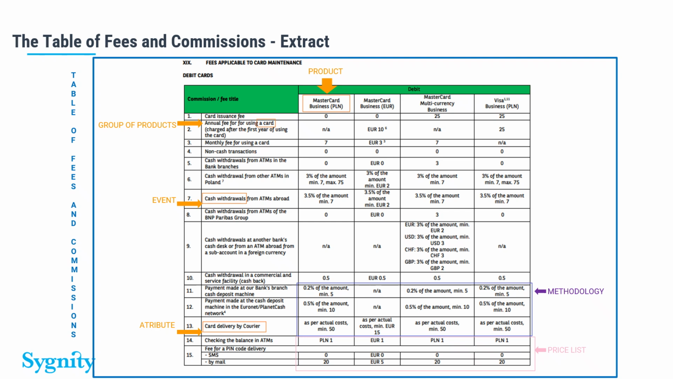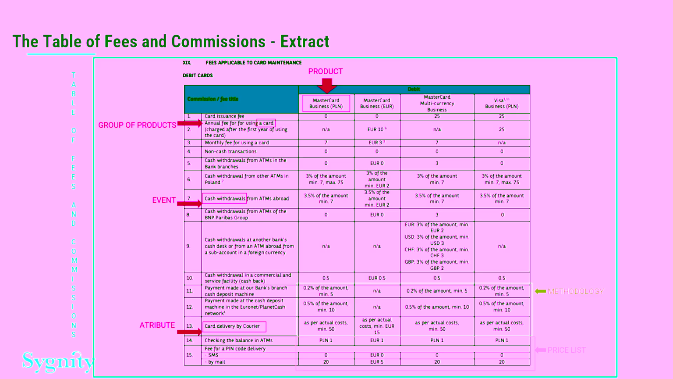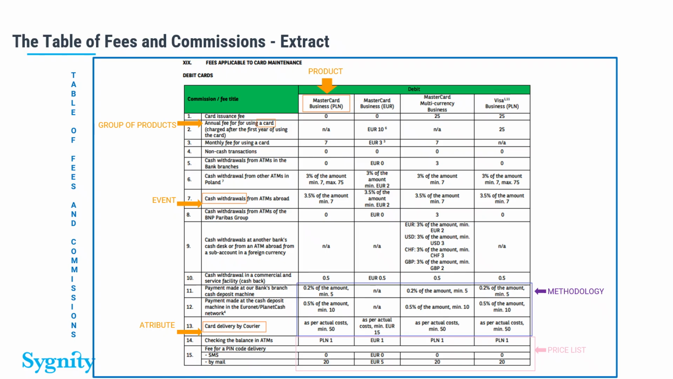The amounts and collection method will be defined in the system's methodology. The description of the fee will be included in the table of fees and commissions structure. The price list will include a reference to this fee and additional elements that differentiate the rate, including event triggering the fee collection and additional attributes determining whether the fee should be collected.